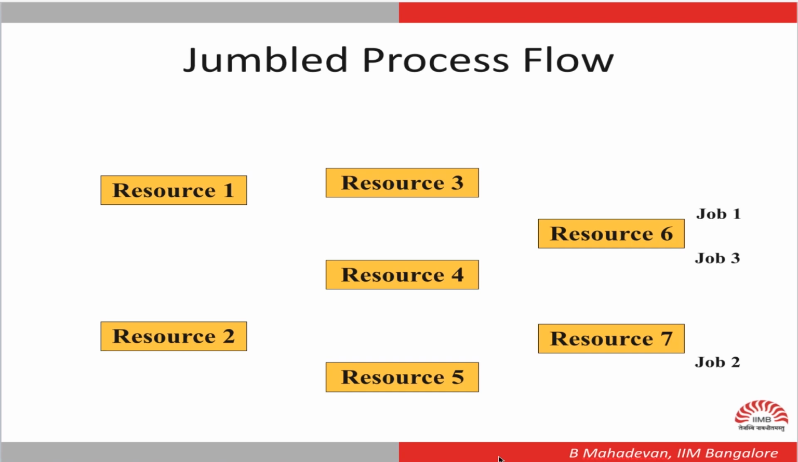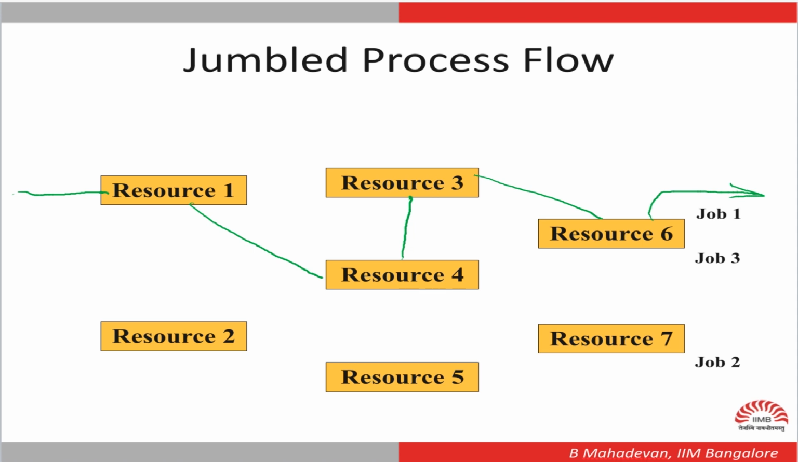Let's say there are several resources. I have put together 7 resources here. Let's think about a particular job. It starts from resource 1, from there it goes to resource 4, something is done there, from there it again goes to resource 3, from resource 3 it goes to resource 6 and then goes out. So this is, let's say, one job.